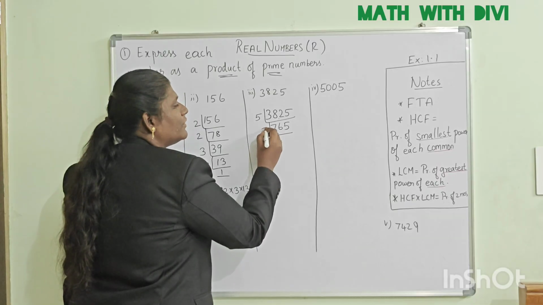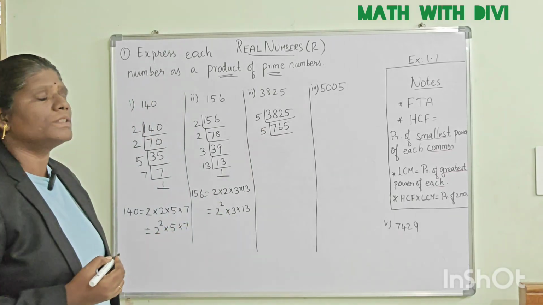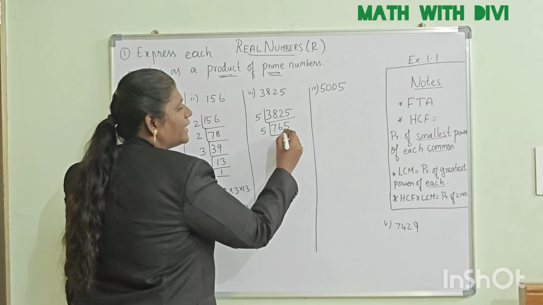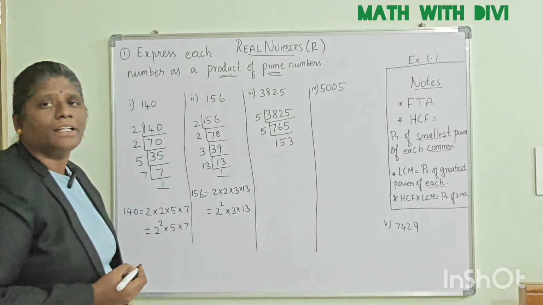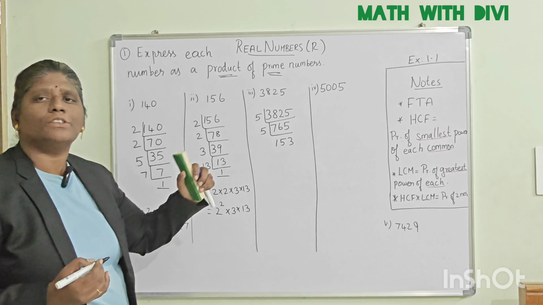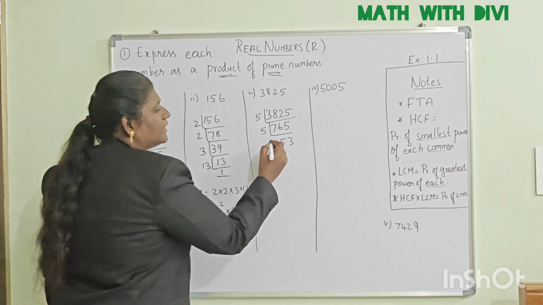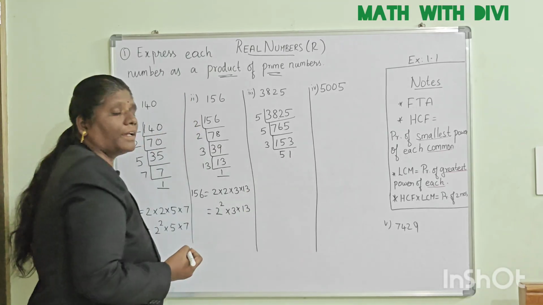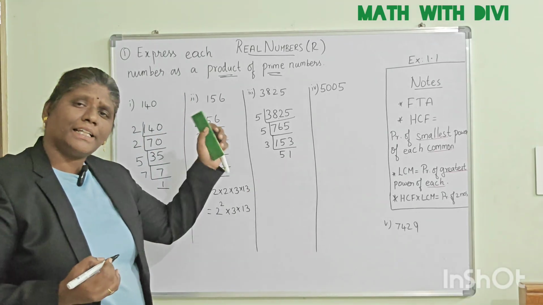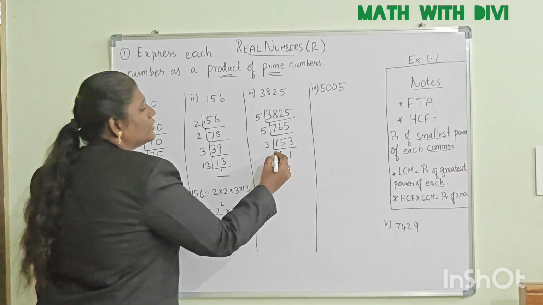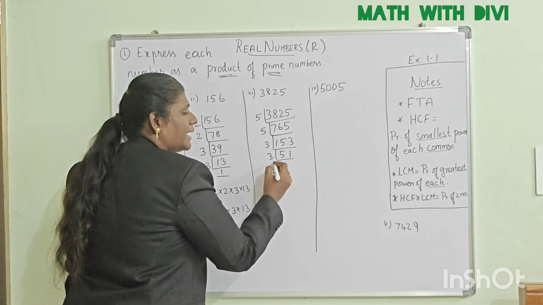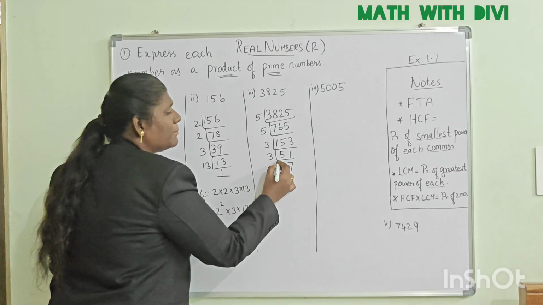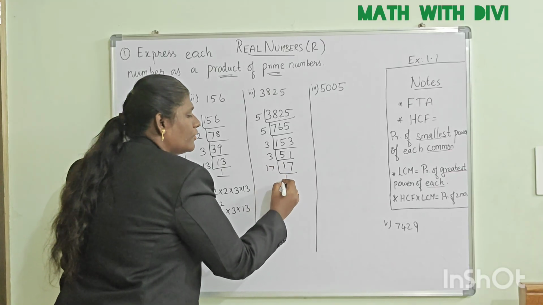Again, it is ending with 5, so again we choose the 5 table. 1 5 is 5, remaining 2. 5 5s are 25, remaining 1. Now it is 15, 3. Let me check the third table. 5 3s are 15, and 1 3 is 3. Again 5 plus 1 is 6, so it will come in the 3 table. 1 3 is 3, remaining 7. 17 is a prime number, so we cannot go with another table.